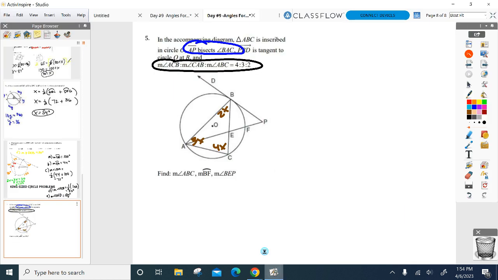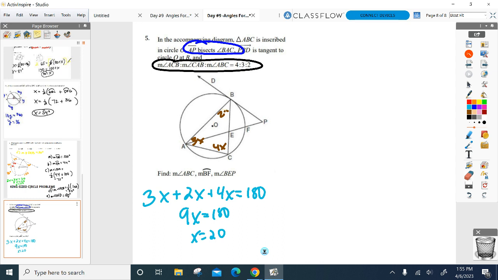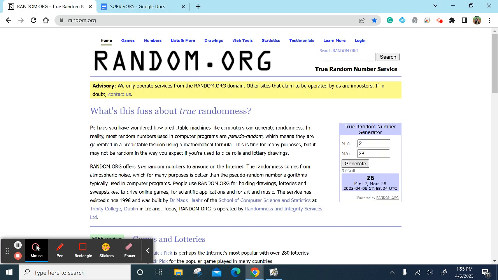Yep, 3x plus 2x plus 4x equals 180, 180 degrees in a triangle. Go ahead, everyone, find those angles for me. And we'll talk here in a second, 9x. Go ahead, plug your angles back in when you're ready. All right, what are my angles up here? What are your three angles when you're ready?